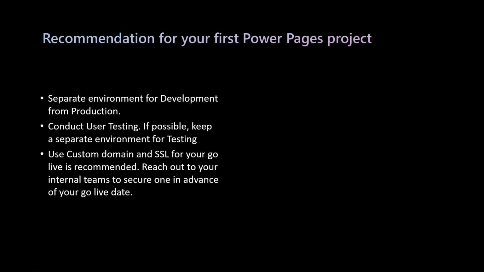Use a custom domain and SSL certificate. That is also very important, so reach out to your internal teams to secure one in advance of your go-live date. You cannot just do the development and then, like a CRM deployment, simply migrate your data to production. There are a lot of things you need to make sure of before going live with production. You need to enable the custom domain and the SSL certificate. If the client already has an SSL certificate or a custom domain, ask them in advance, before you plan to go live, so that you can incorporate that.